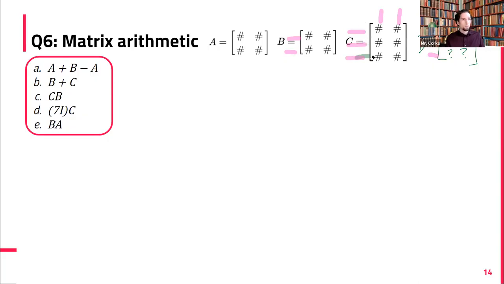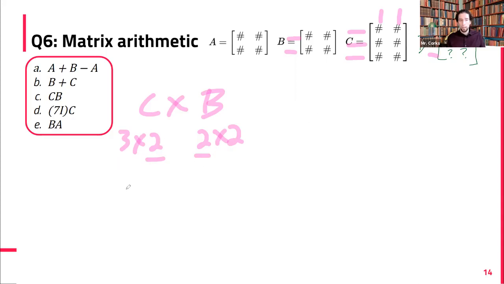All right. C times B, the next question. C times B. Is this possible? Yes. Okay. So C is a 3×2 matrix. B is a 2×2 matrix. Inside numbers match, 2 and 2. So yes, it works. Two common mistakes that I saw.